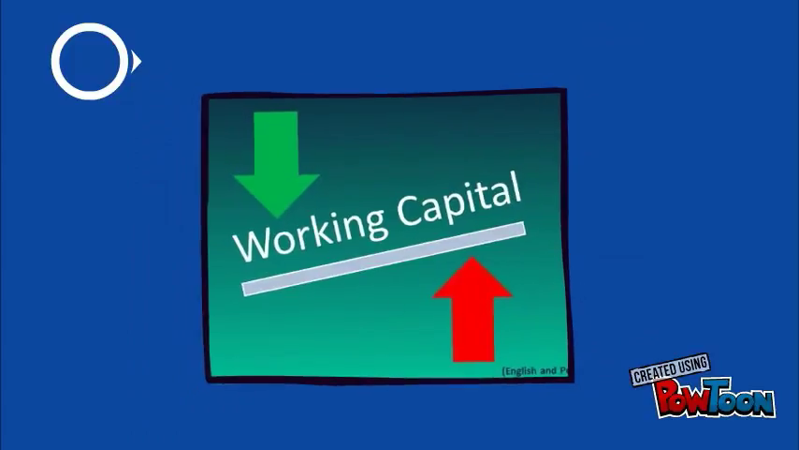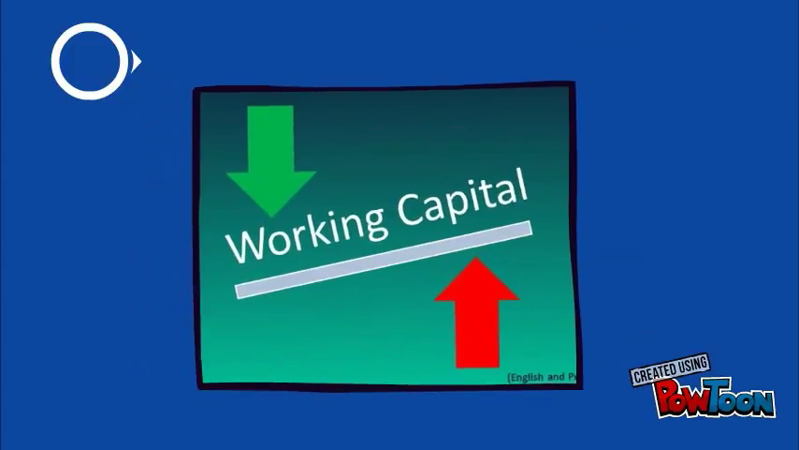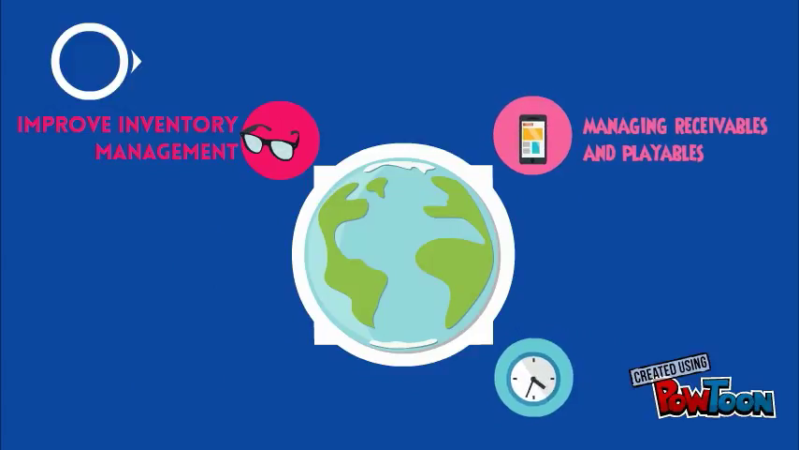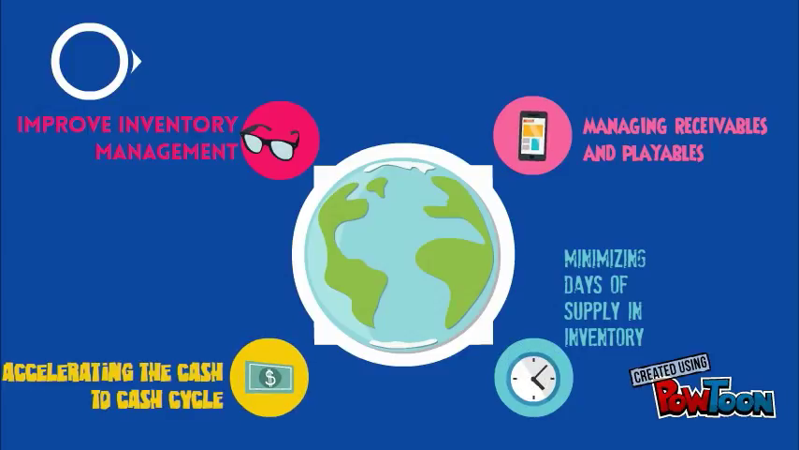Second benefit is it can help reduce the working capital in a variety of ways. For example, improve inventory management, managing receivables and payables, minimizing days of supply in inventory, and accelerating the cash-to-cash cycle, all are affected by supply chain execution.